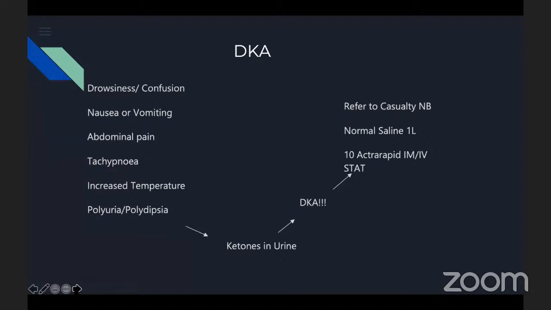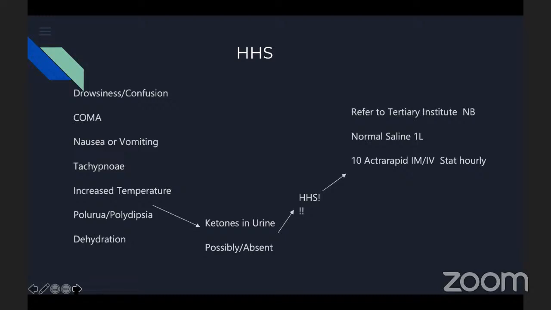So you'll have to have a high suspicion of DKA. These patients, you also need to rehydrate and provide Actrapid. And then it's important to refer them to a secondary or tertiary institution for further management. Next slide, please. Thank you.